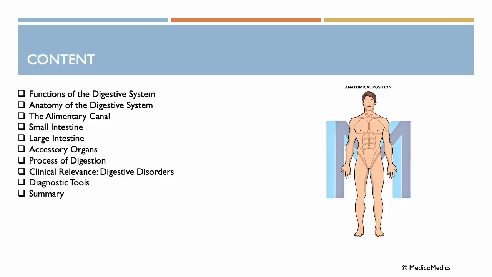In this lecture, we will talk about the functions and the anatomy of the digestive system. We will mention the alimentary canal, small intestine, large intestine, its accessory organs, the process of digestion, and mention some digestive disorders, some clinical tools we use, and end with a summary.